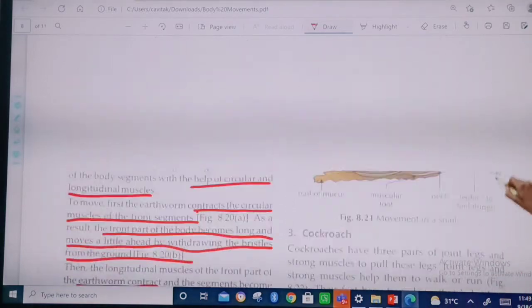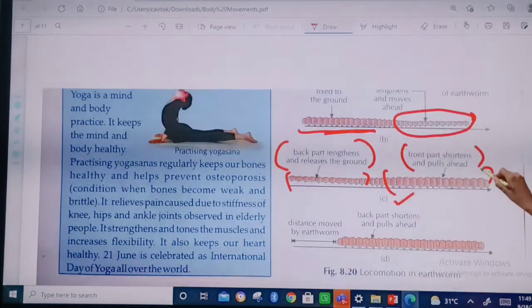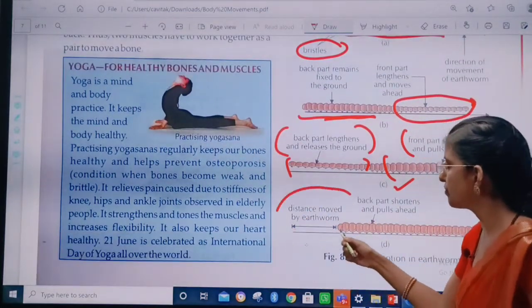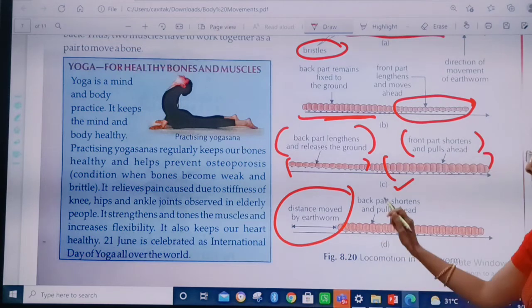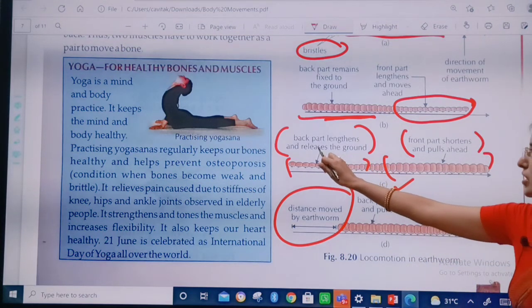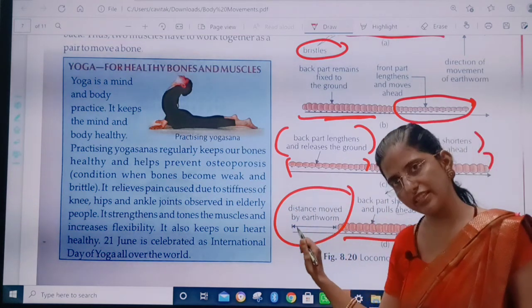See children. Now see, how much distance has the earthworm completed? See, the distance moved by the earthworm. The back part shortens and pulls ahead. See, this part. Now the earthworm has covered this much distance.